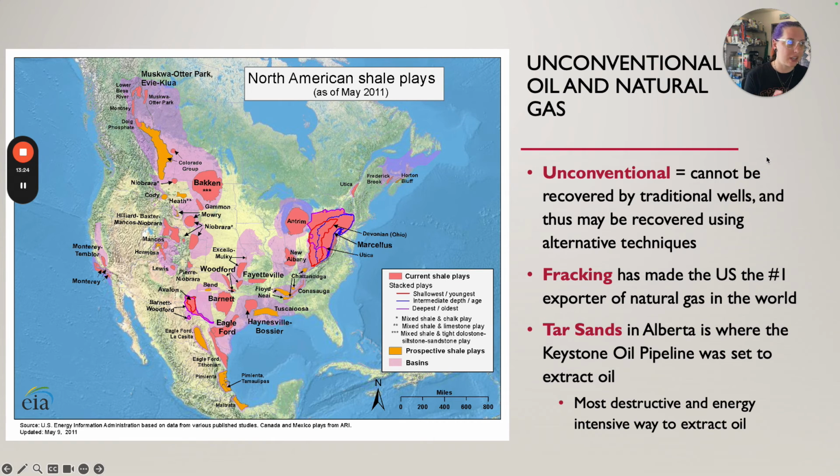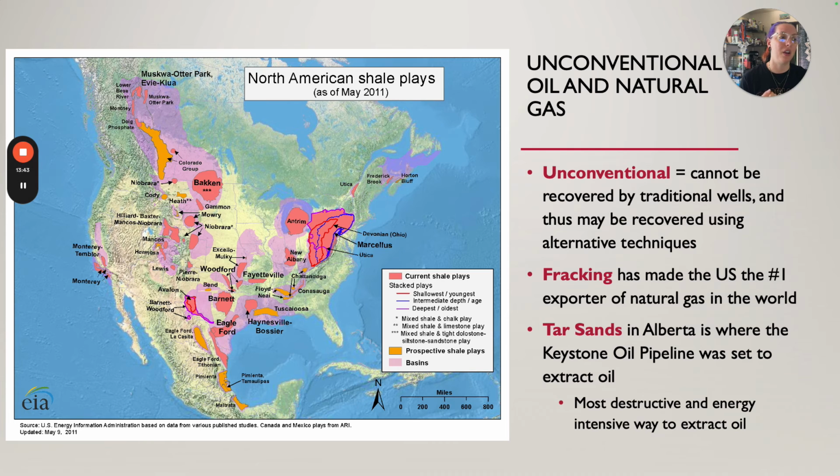So the last few things I want to touch on here are unconventional oil and natural gases. Unconventional simply means it cannot be recovered by traditional wells. Thus, they're going to be using alternative techniques. One that we've gotten here is fracking, which has made the U.S. the number one exporter of natural gas in the world.